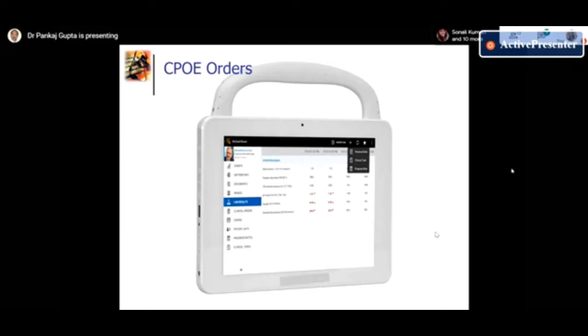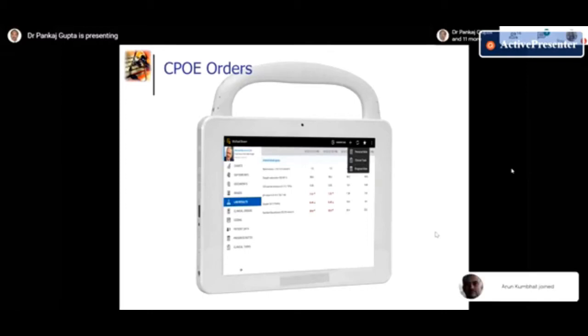Okay. So how does this work? Orders are given by clinicians on a tablet, which is a medical grade tablet. This is a picture of a medical grade tablet. These are special hardware which can be sanitized. They can undergo a complete infection control procedure, and nothing happens to them even when they are autoclaved. So that's the medical grade tablet.